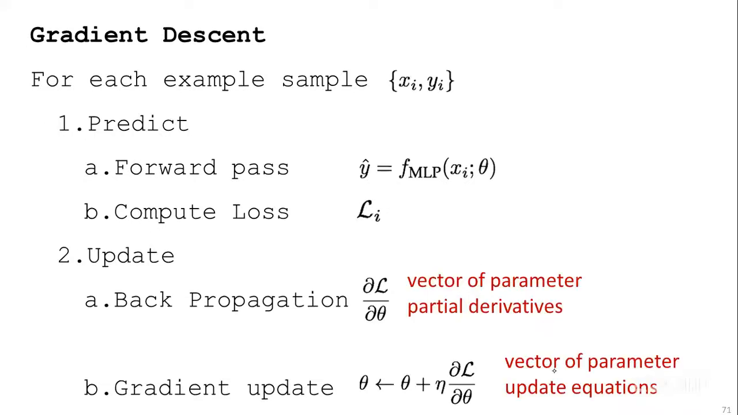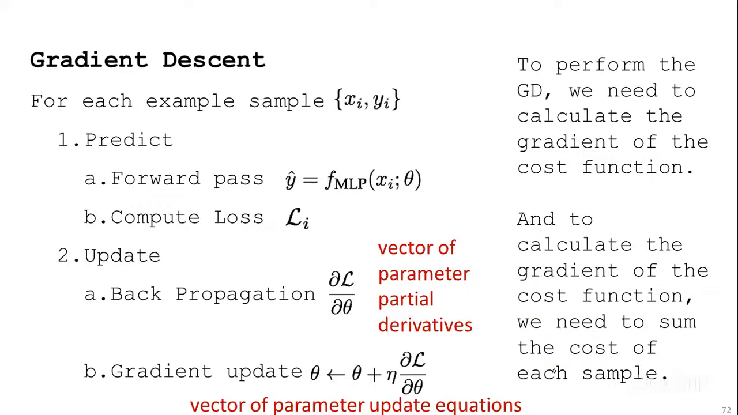So we can say that it is nothing but this, because we are generalizing it. This is a vector of partial derivatives. This is the vector of parameter updates. If we want to perform gradient descent, it means that we need to calculate the gradient of the cost function, and to calculate the gradient of the cost function, we need to sum the cost of each sample.